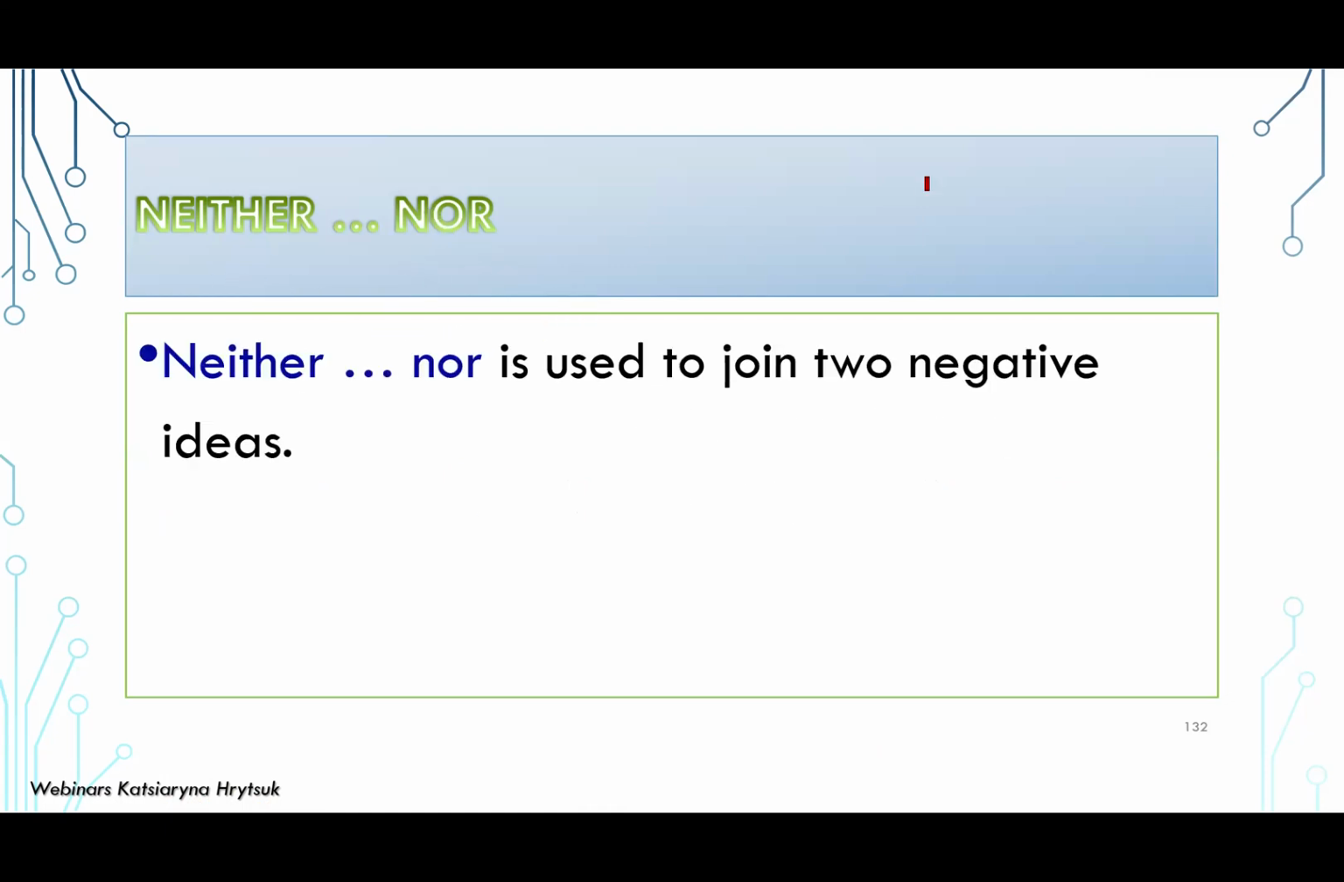Neither... nor is used to join two negative ideas. Example, please. I neither smoke nor drink. It means I don't smoke and I don't drink. Я не курю и не пью. Okay, so both of them go with this structure as negative.